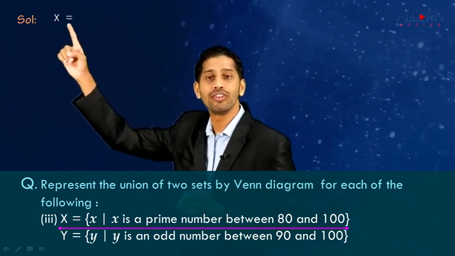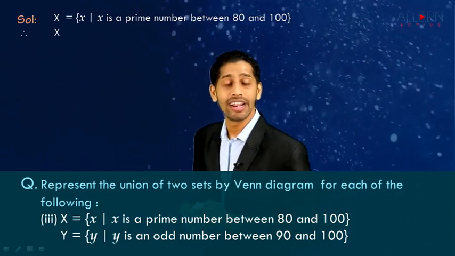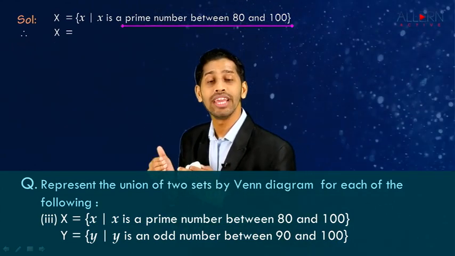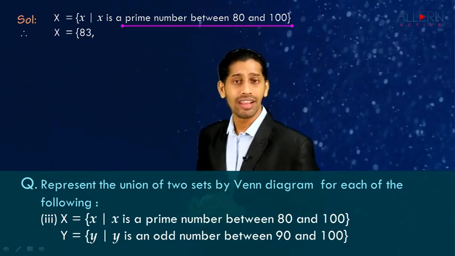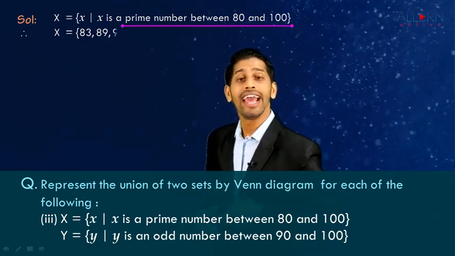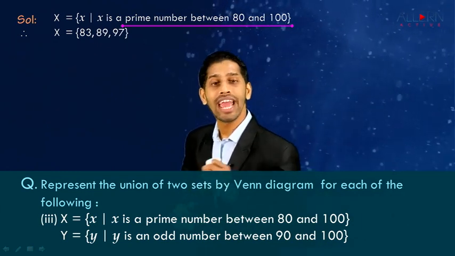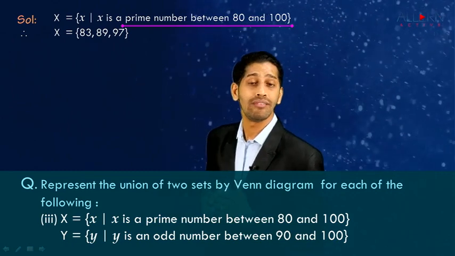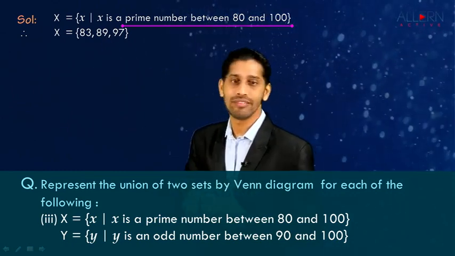So X is equal to curly bracket. Let's write prime numbers between 80 and 100. So it will be 81, but 81 comes in table of 3. That means 81 is not a prime number. Next will be 83. Then after 83, next prime number will be 89. Next prime number will be 97. That means between 80 and 100, there are only 3 prime numbers, 83, 89 and 97, because all these 3 numbers come in table of 1 and itself.